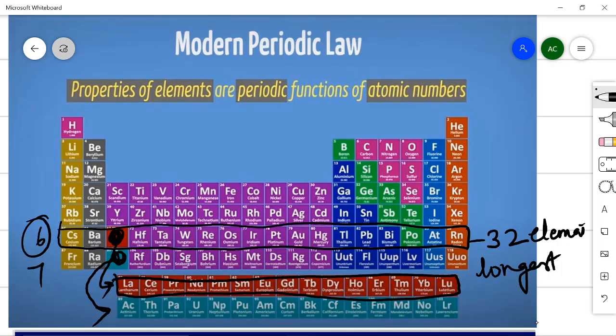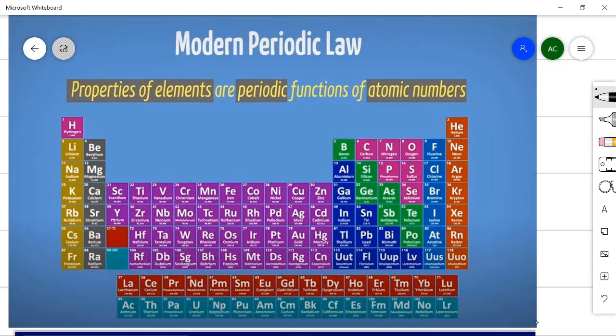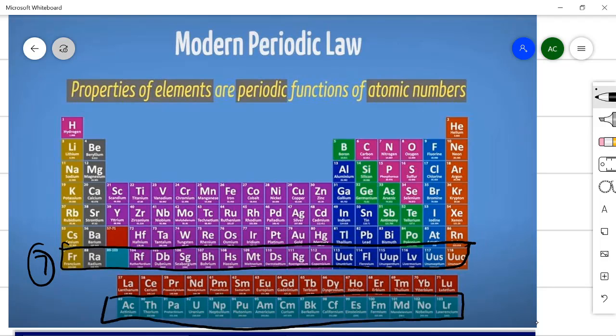Now comes the seventh. So this is the seventh period. It is this seventh period, and it contains this also. This is included here. So this seventh period contains 32 elements, and it is also a longest period.